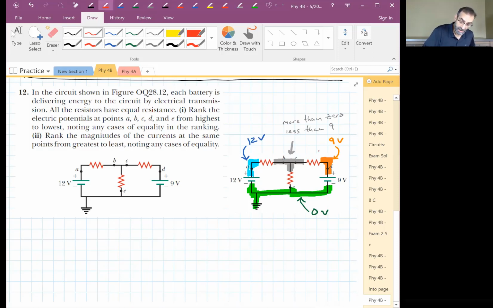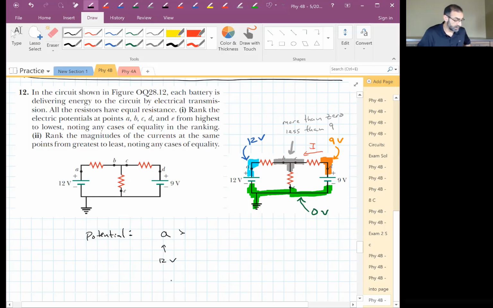Because current is flowing this way. Why is current flowing that way? Because 9 volts is more than the voltage on the other side. Okay, so we can rank these now. A is the greatest, and it is 12 volts. And then what's next? D is next, is that correct? And it is 9 volts. And B and C have to be the same. And they are greater than E, which we know is 0.